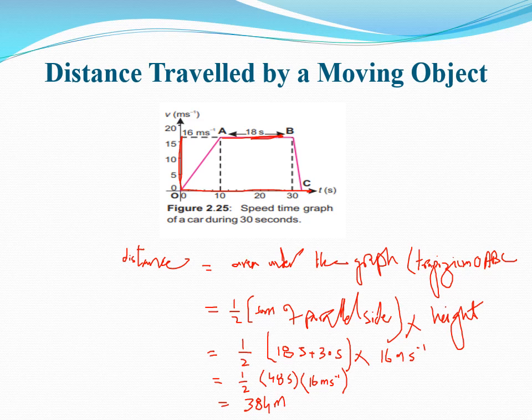So we have found the total distance traveled throughout the journey of this moving object by just considering the area of this speed time graph. So this is the hallmark of using the concept of graphs in kinematics in analyzing motion.